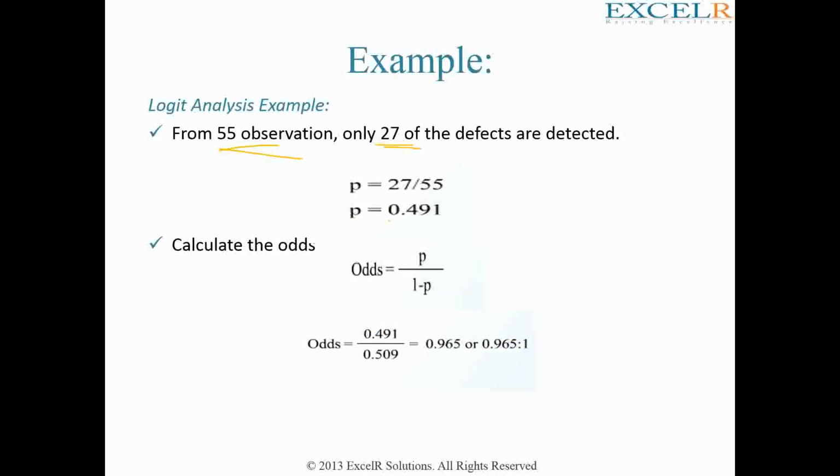So that takes the p-value to 0.491. This proportion, right? If I have 27 defects out of 55, what would the proportion of defects be? 49.1% approximately, or 0.491. If I want to calculate the odds, this is how I'm going to calculate. And I'll say that 0.965 is to 1.